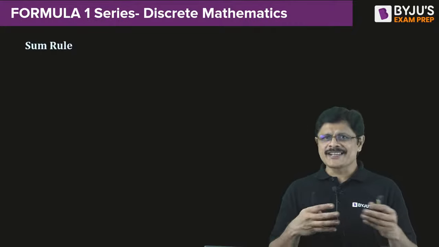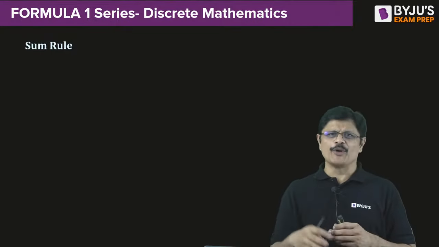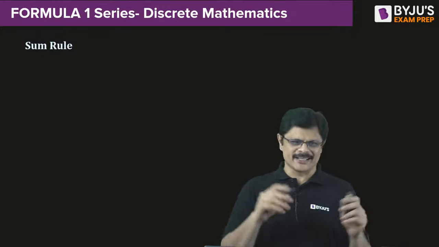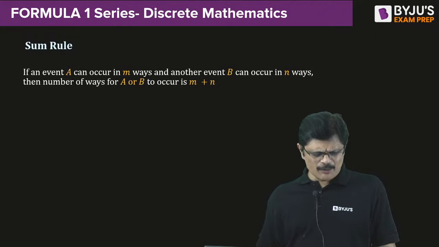Generally in discrete mathematics you hear this particular term called combinatorics. Don't worry about it. Combinatorics means simply counting techniques. So let us start with the basic rule, sum rule. Hope you all know it. What is the sum rule?